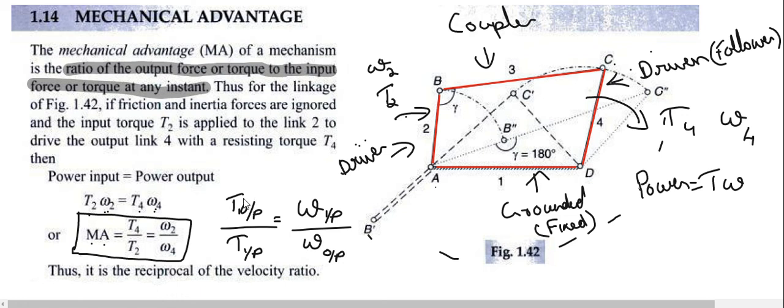If you want the ratio in terms of torque, you determine the ratio between output and input. If you want the mechanical advantage in terms of angular velocity, you take the ratio of input to output. So that is basically what mechanical advantage is. For a small input torque, we will get a large output torque.